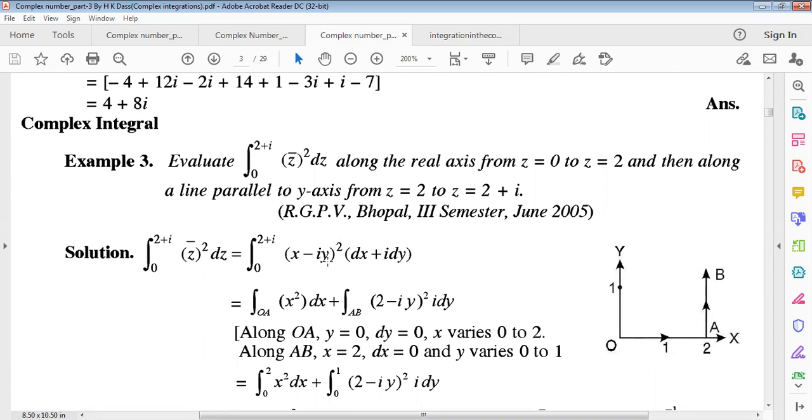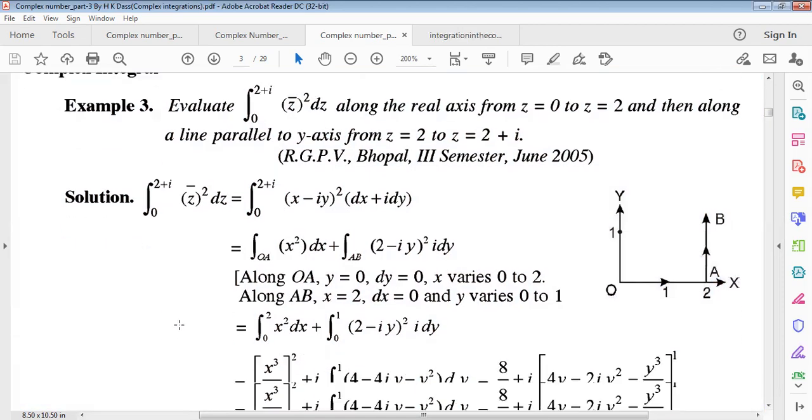This will be the a minus b whole square formula: a square minus 2ab plus b square. Then multiplying with this, we get real part x square dx and imaginary part this, 2 minus iy whole square. This is the y part and this is the x part. There is dx into this x square and another will be dy. So along y equals 0.